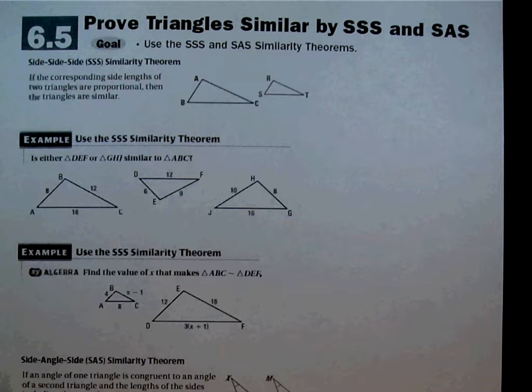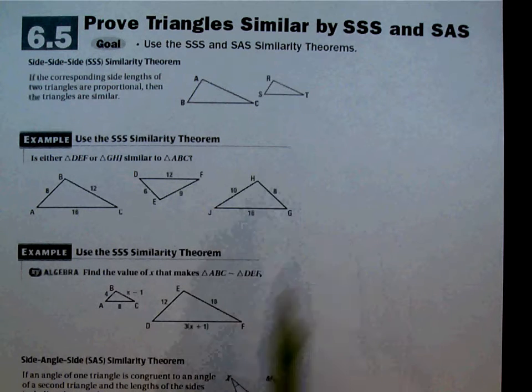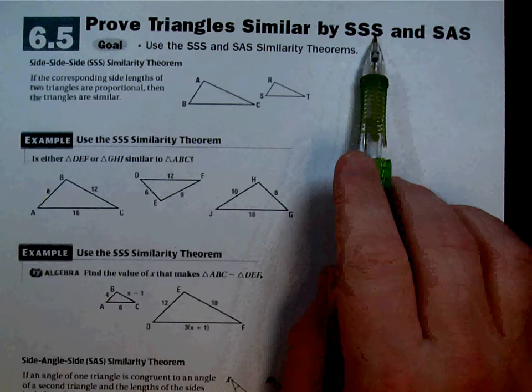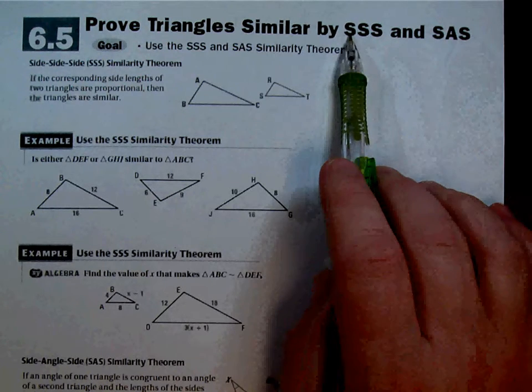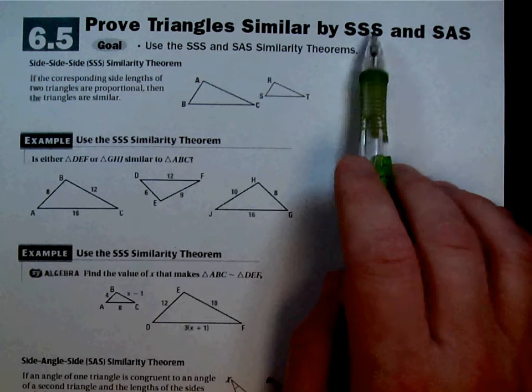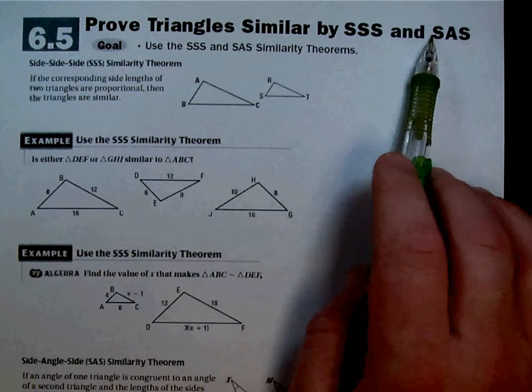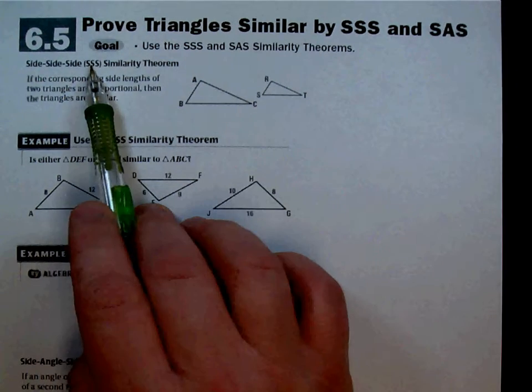Okay, in 6.5, we're going to continue to talk about shortcuts to show that the triangles are similar, and we have two of them we're going to use today. You can see up here the title SSS and SAS. So SSS, of course, is going to stand for side, side, side. SAS is going to stand for side, angle, side. So we'll start with side, side, side right here.